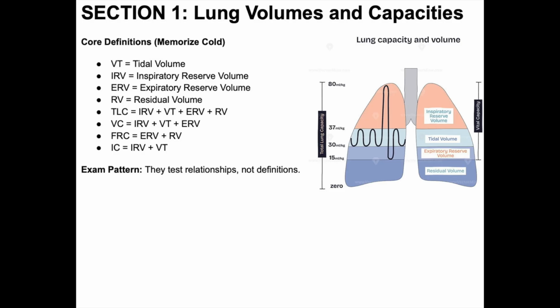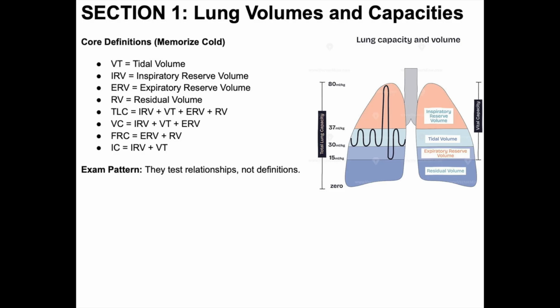So, before we go anywhere near pathology, we need structural control over the volume relationships. Not memorizing definitions, understanding how they all fit together. So think of lung volumes as building blocks. Tidal volume is your normal quiet breath. IRV is what you can still inhale after normal inspiration. ERV is what you can still exhale after normal expiration. And residual volume is what you can never voluntarily exhale. That's the structural floor of the lungs.